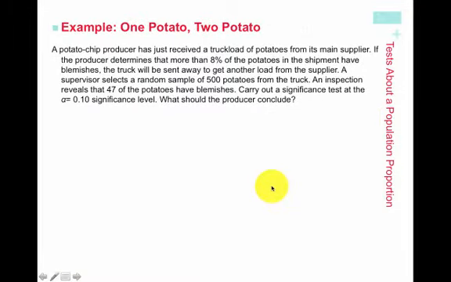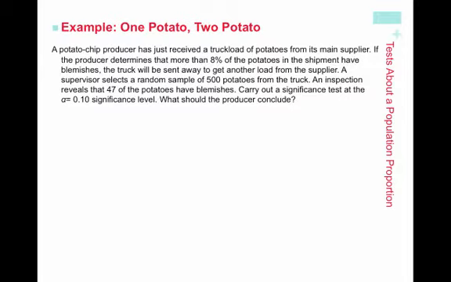So, example time, and then we are done. We're going back to our potato chips. Our potato chip producer just received a truckload of potatoes. We want to determine if more than 8% of the potatoes in the shipment have blemishes. Because if they do, we're sending the truck away and we're getting a new load.